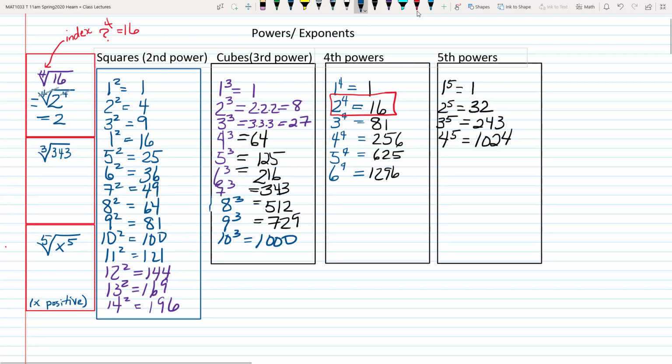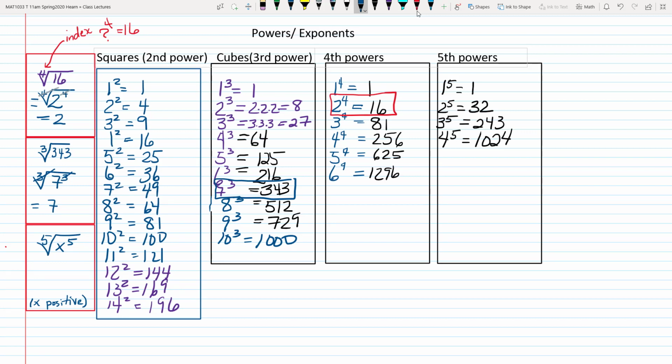Let's think of it that way for the next exercise. Cubed root of 343. Well, 343 is exactly 7 to the third power. So this is the same as the cubed root of 7 to the third. And you can think of it as the cubed root undoes the third power. As long as the index and the power are the same, they reverse each other, and so we're left with a 7.